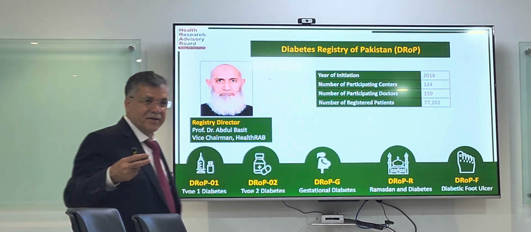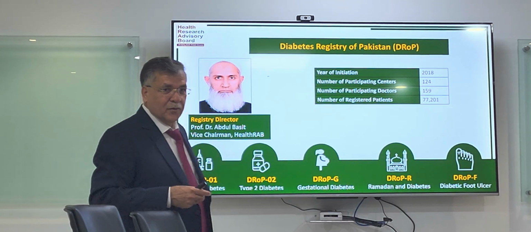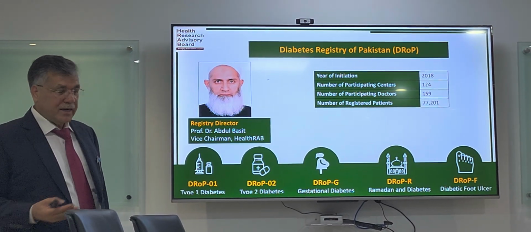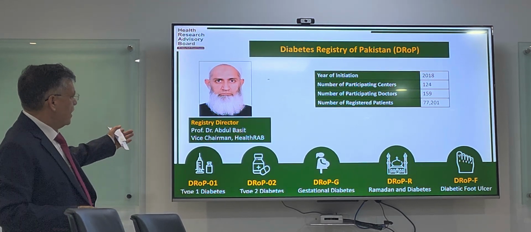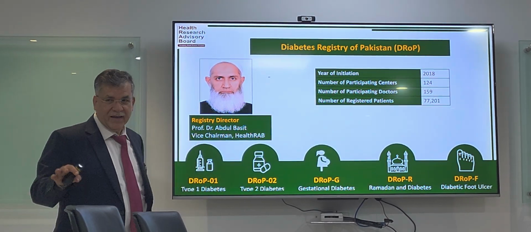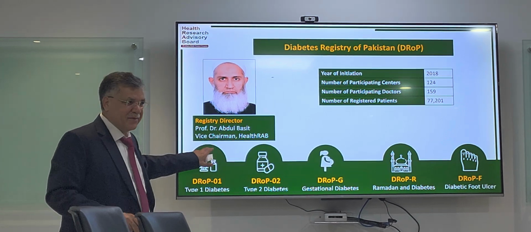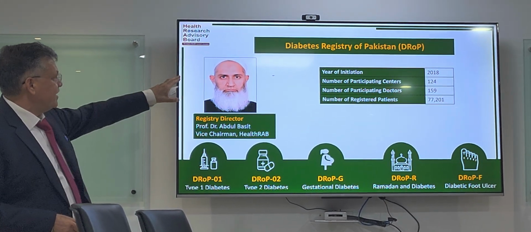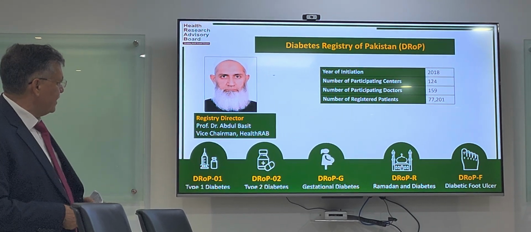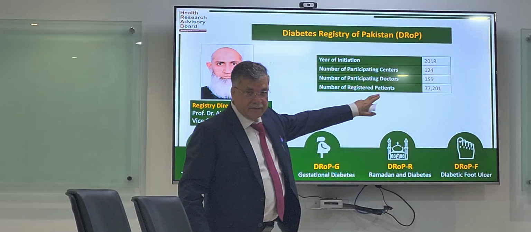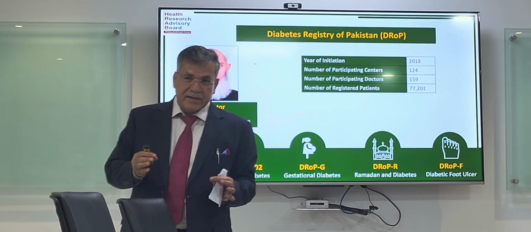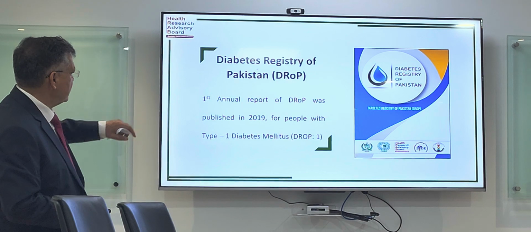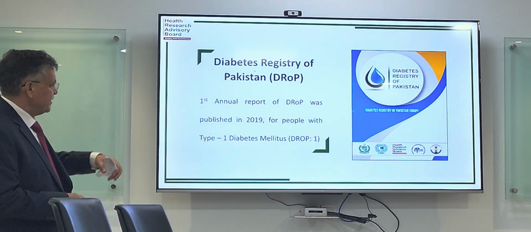Then you can see we have Professor Basit, who is really respected a lot in the field as well as at the national level, and he is now the chairman of HealthRAB. We have to correct this. Now he's chairman, and this is the year of initiation, the Diabetes Registry of Pakistan, 2018. And the number of registered patients, look at this. People are really taking full interest in being inducted in this. And this is the Diabetes Registry of Pakistan annual report that has been published.